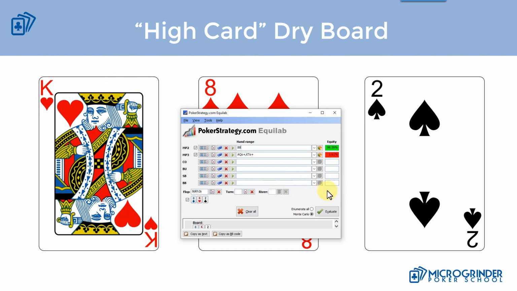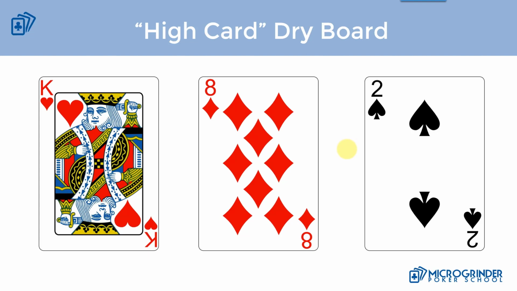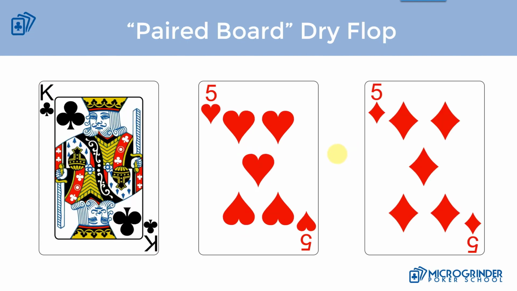So on a wet board texture, we would be incentivized to bet to protect our hand. On a dry board texture, it's the other way around. We don't have a need to fast play our hand because our opponent really can't have that many hands in their entire range that are going to call us.